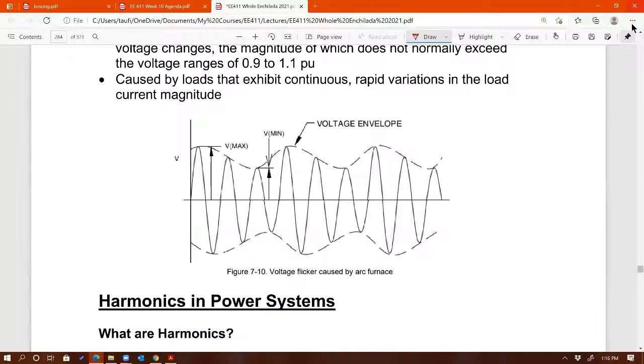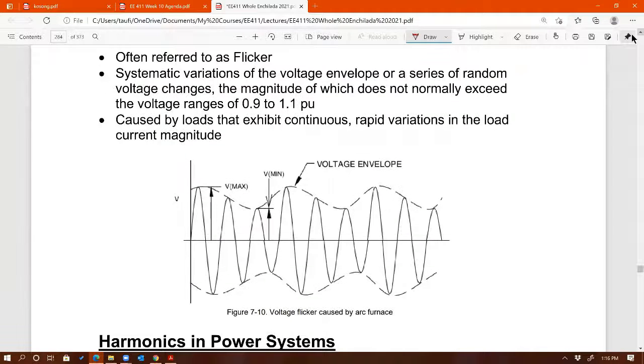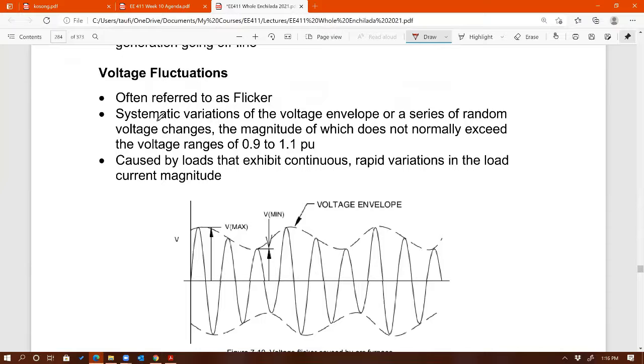Okay, and then we have power frequency variations, often referred to as flicker. It's defined to be systematic variations of the voltage envelope or a series of random voltage changes, the magnitude of which does not normally exceed the voltage range of 0.9 to 1.1. So it's still within the normal range, between 90% and 110%. So voltage level wise, it's still okay.